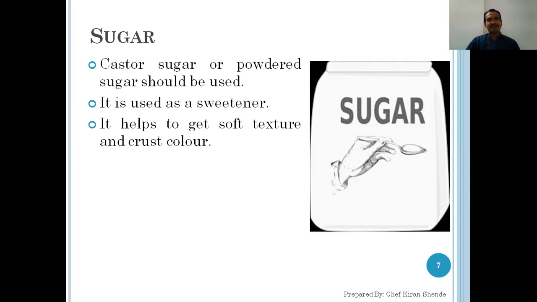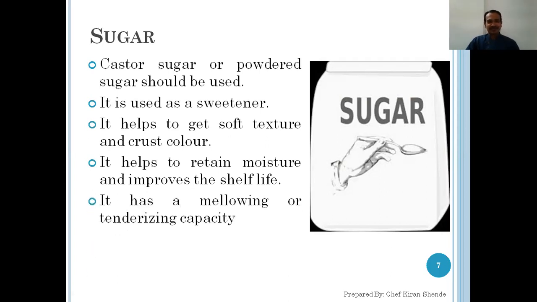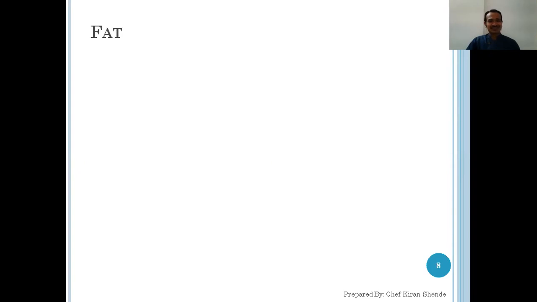It helps in getting a softer texture and a good crust color. The ideal golden brown color comes only because of sugar. The sugar caramelizes inside and gives a characteristic golden brown color to the crust of a cake. It helps in retaining the moisture. It has the mellowing and tendering capacity, and also it will give you a very good flavor in the cake. So those are the functions of sugar.